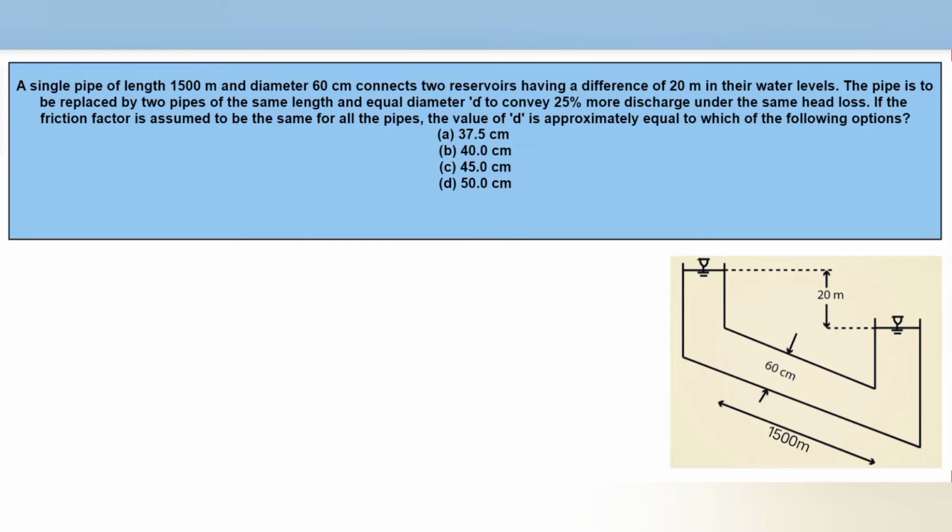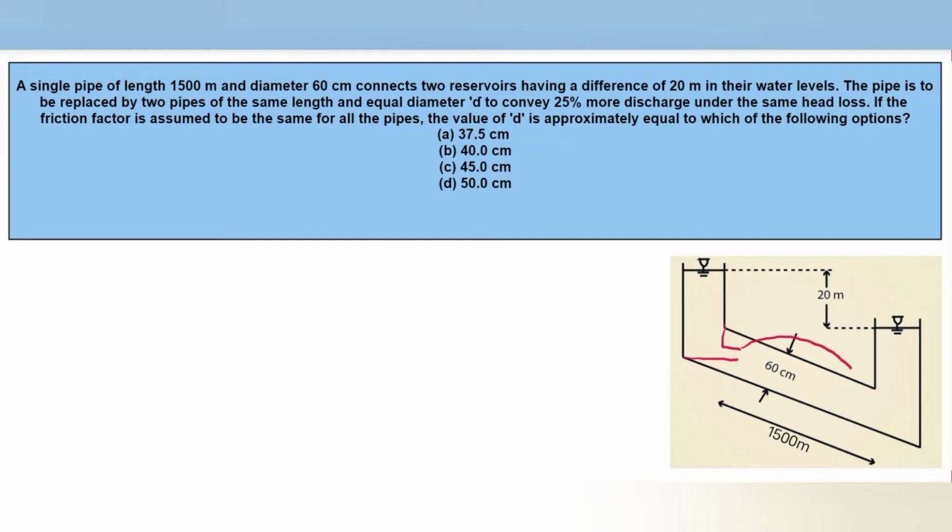A single pipe of length 1500 meter and diameter 60 centimeter connects two reservoirs having a difference of 20 meter in their water levels. The pipe is to be replaced by two pipes of the same length and equal diameter to convey 25% more discharge under the same head loss. If the friction factor is assumed to be same for all the pipes, the value of D is approximately equal to which of the following options.